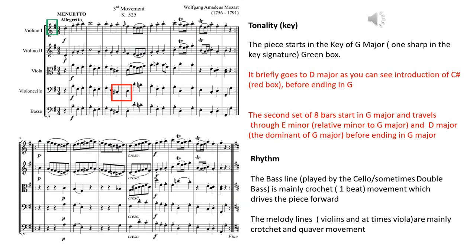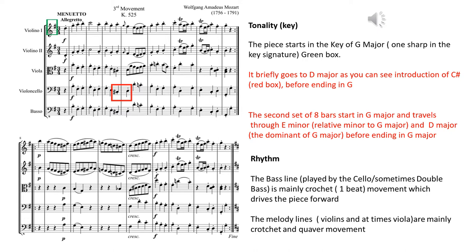Have a look at the tonality or the key of the piece. The piece starts in the key of G major. This has one sharp in the key signature, as we can see in the green box at the start of the piece. The piece then, briefly, goes to D major. We know this because we can see the introduction of a C sharp, highlighted in the red box. The first 8 bars ends in G.